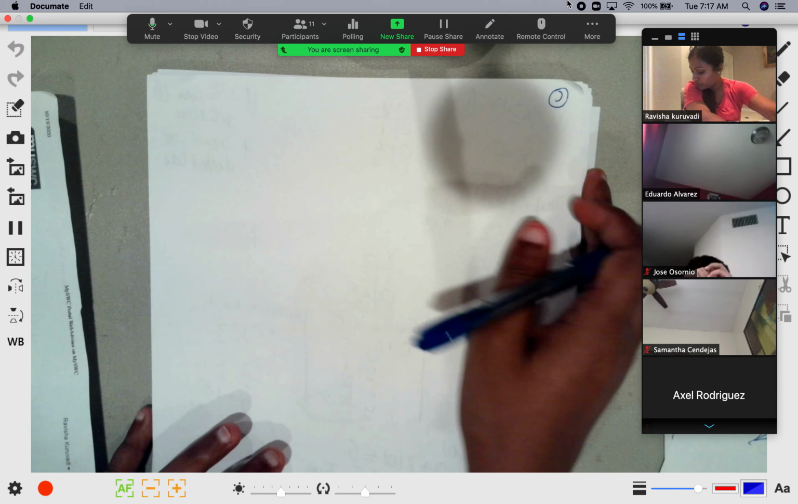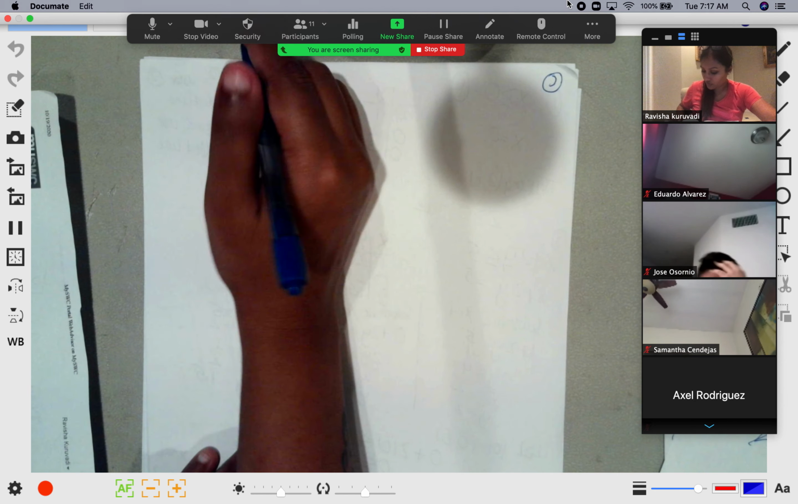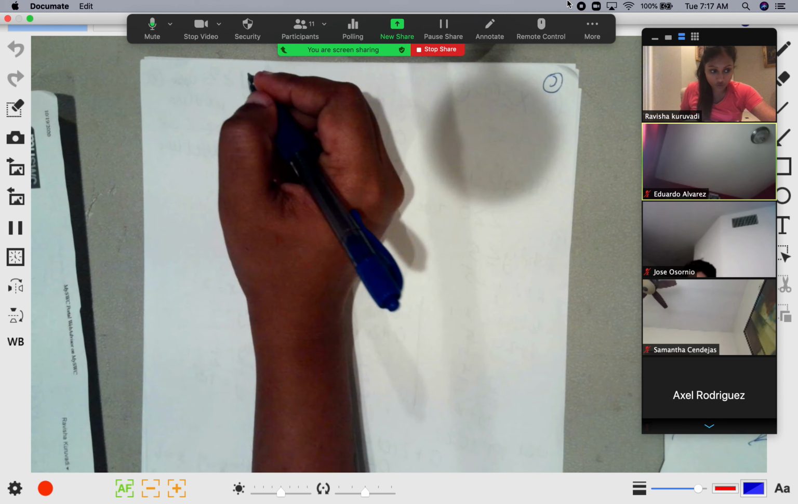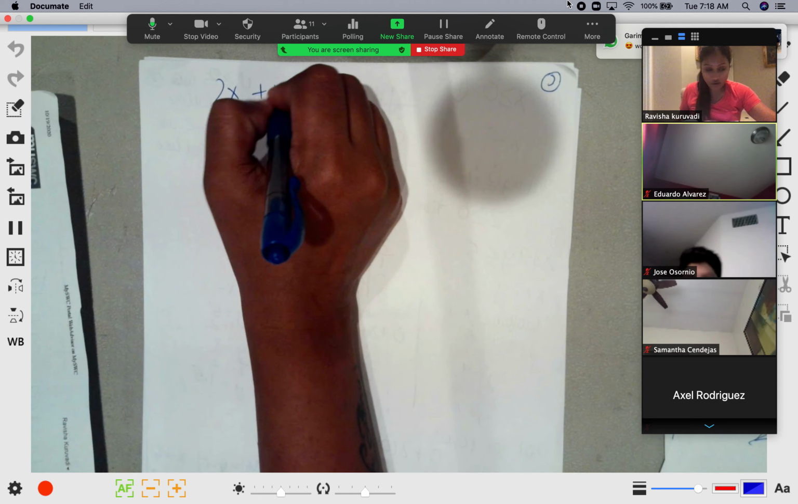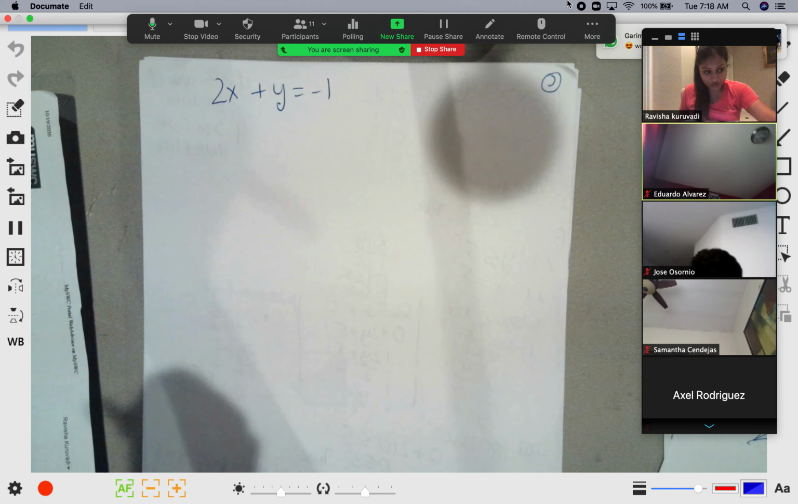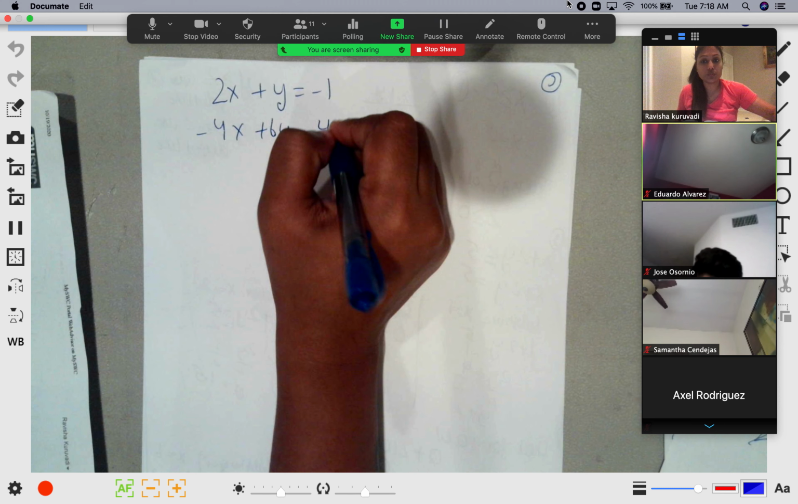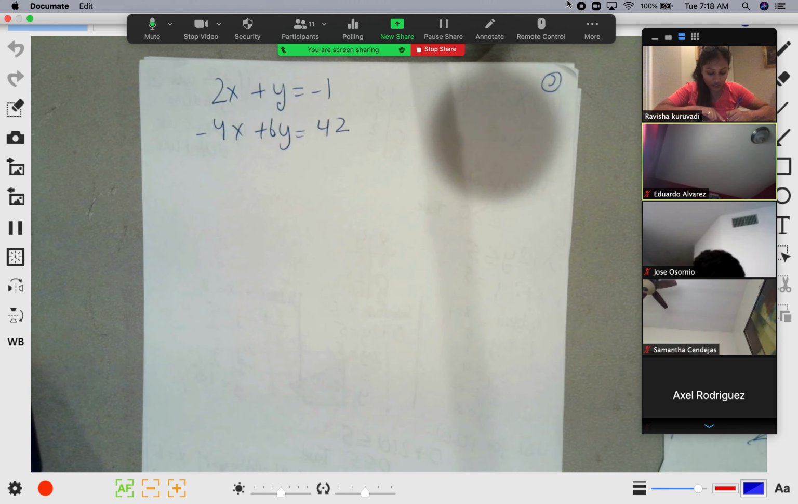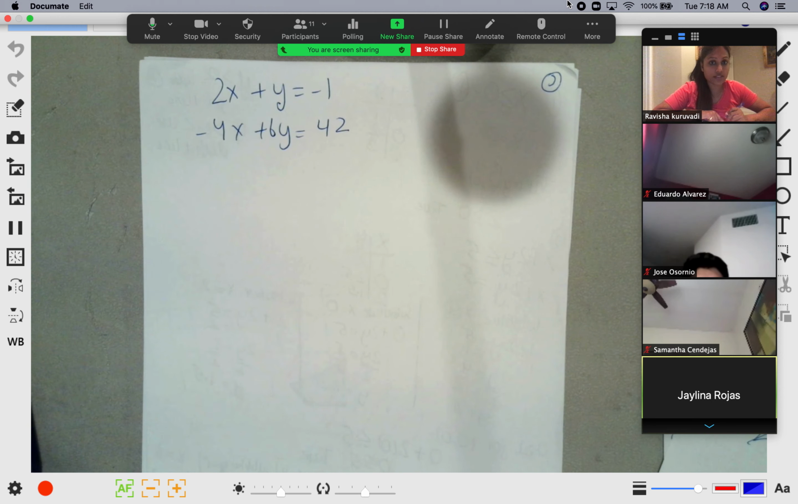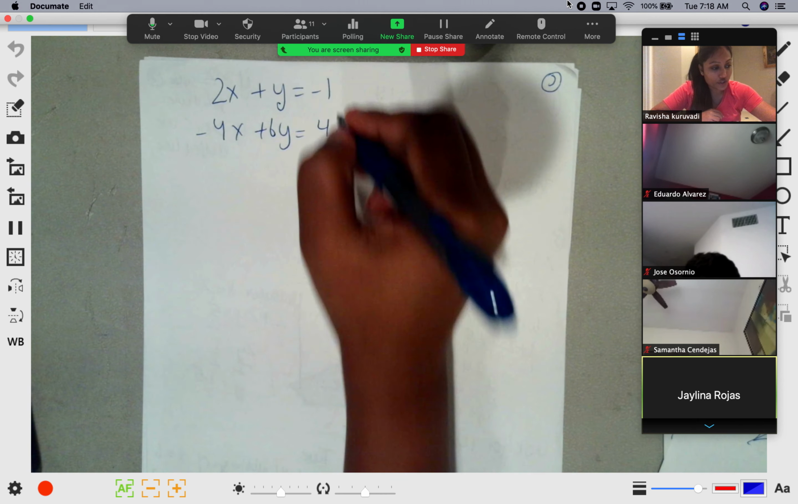So I want everyone to do this question. You have to solve these equations. So you have 2x plus y is equal to negative 1, and then you have negative 4x plus 6y is equal to 42. You have these two equations. Jelena, yes. So we need to solve these equations. I number them first, 1 and 2.